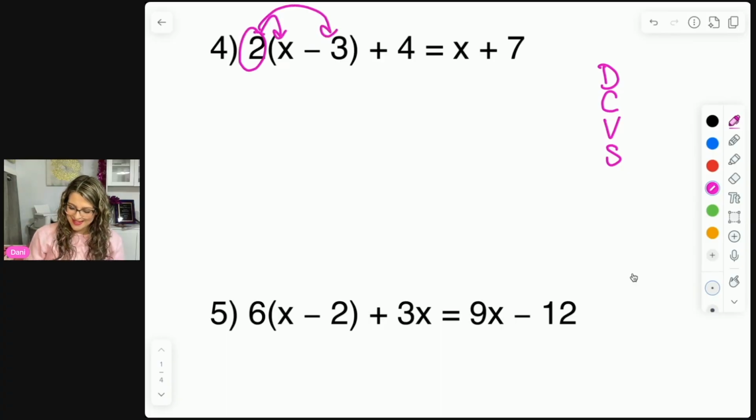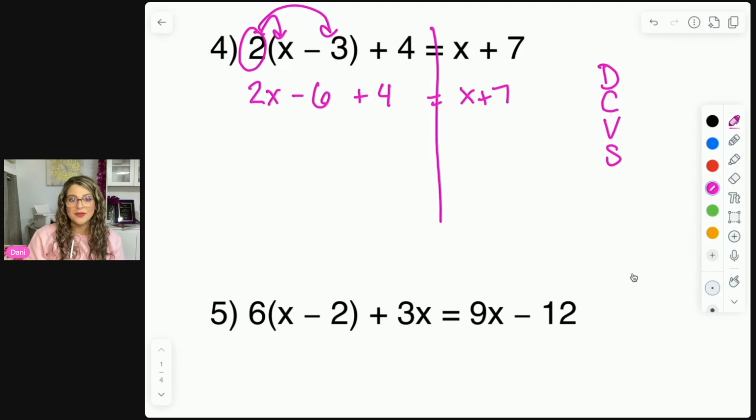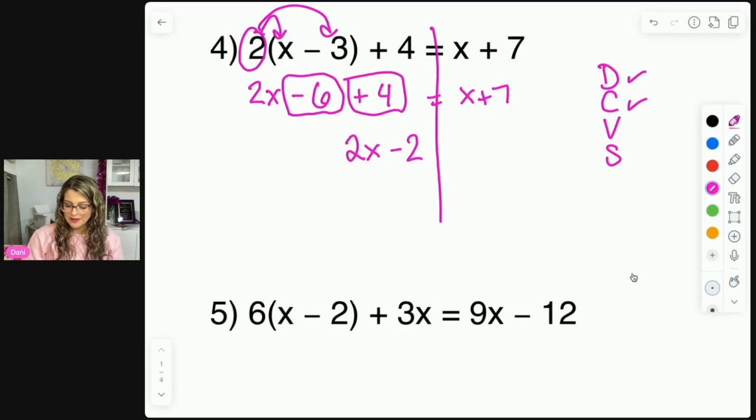All right. So let's distribute first. 2x minus 6 plus 4 equals x plus 7. So I distributed. Now I'm going to combine some like terms. Minus 6 plus 4 looks good to me. I'm going to combine that. So we get 2x minus 2 equals x plus 7. Looking pretty normal, pretty legit.